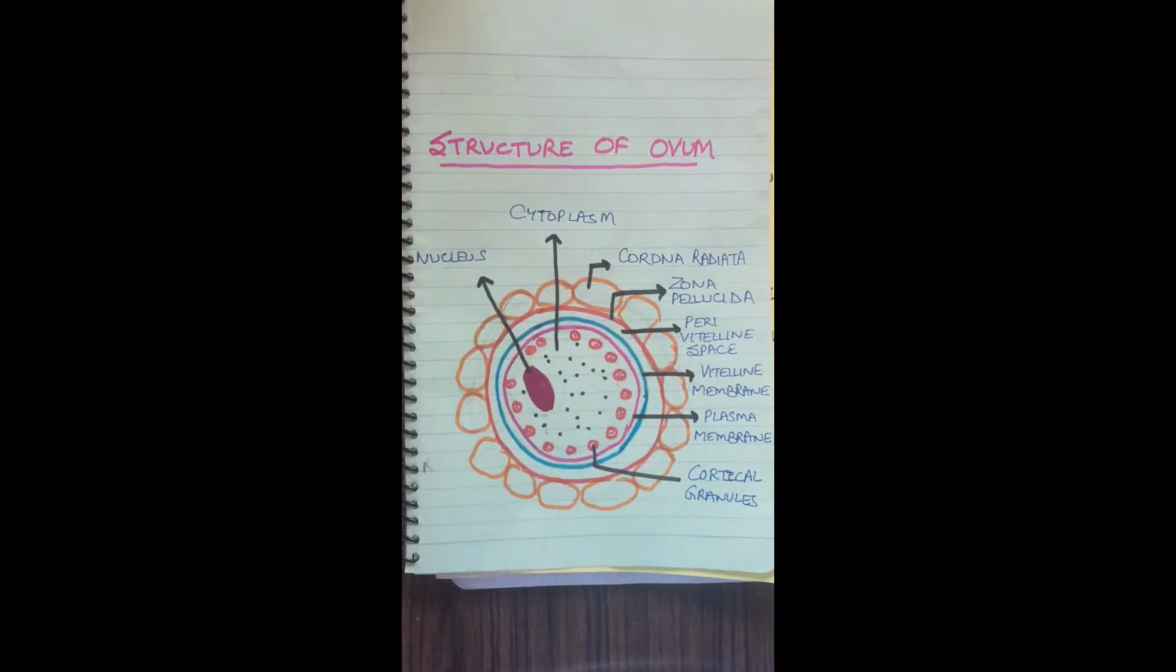Like any other animal cell, the ovum is also surrounded by a plasma membrane. Then it has a nucleus, cytoplasm and all the other cell organelles. Now inside the plasma membrane, there are granules present in the cortex region of the ovum. These granules are called cortical granules.